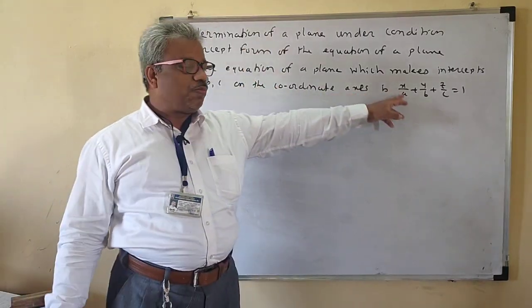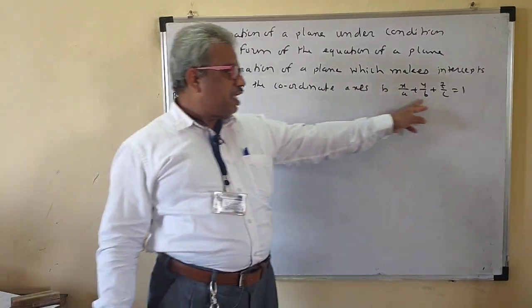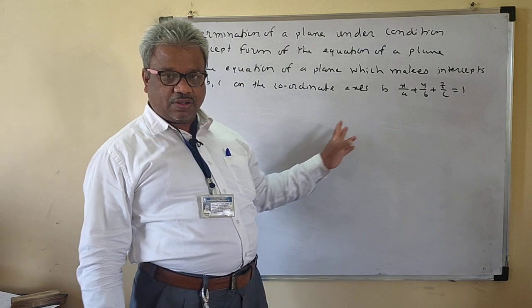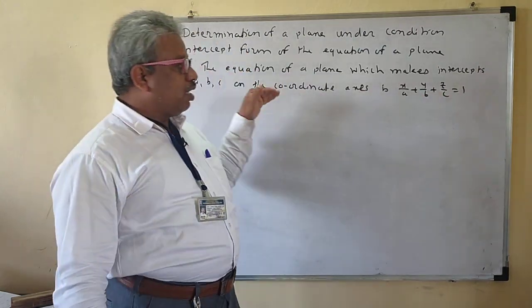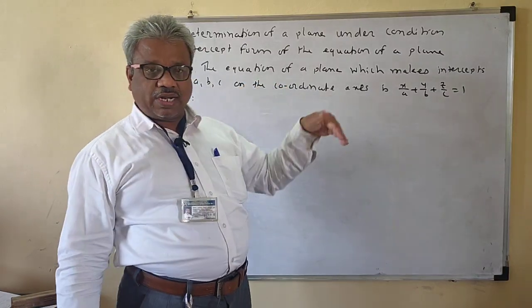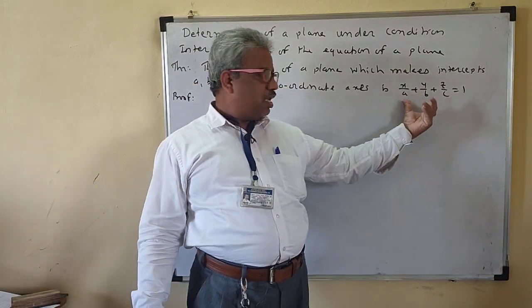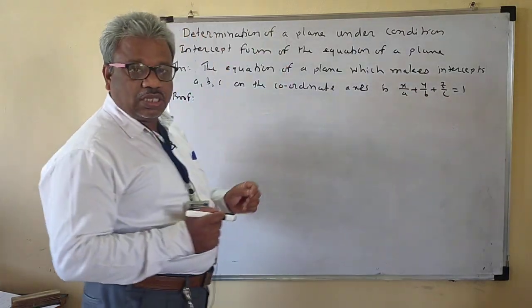Then the equation of the plane is x upon a plus y upon b plus z upon c is equal to 1. These a, b, c are the intercepts made by a plane with the coordinate axes. So we want to prove that if a plane makes intercepts a, b, c on the coordinate axes, then the equation of the plane is x upon a plus y upon b plus z upon c is equal to 1.